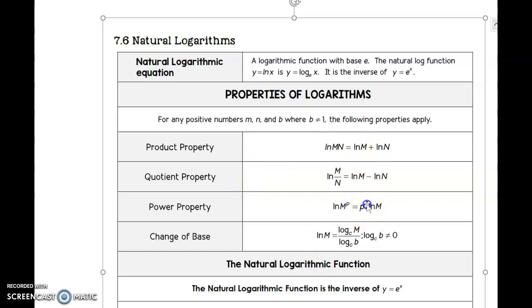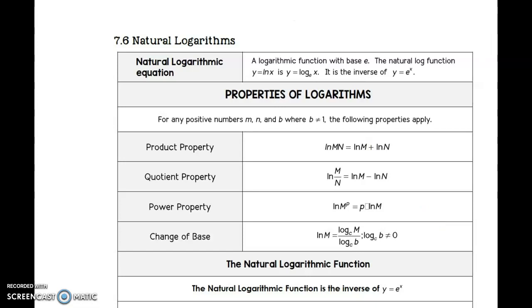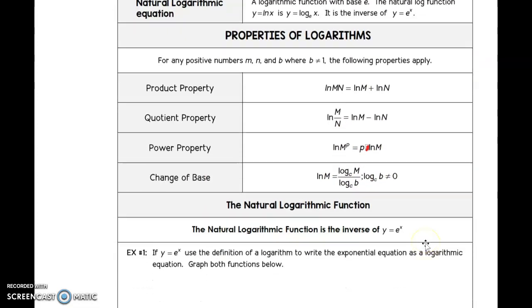Now, I have no idea what this is, so let's fill that in. It's supposed to be multiplication. It should be p times ln of m. Okay, so p, go ahead and put that in there, p times ln of m. Okay. Change of base formula, still the exact same. You've seen that.